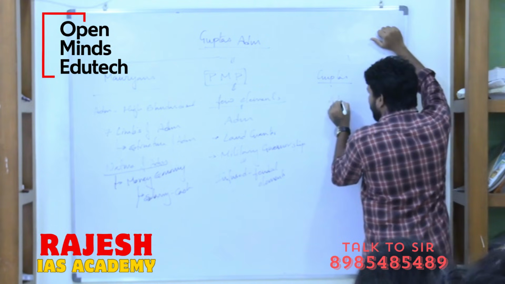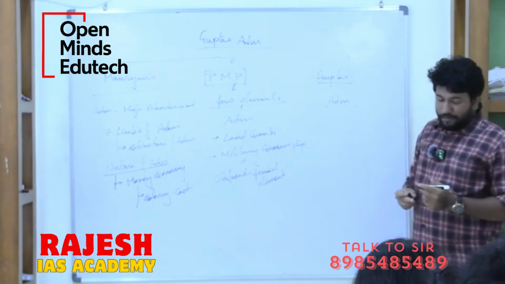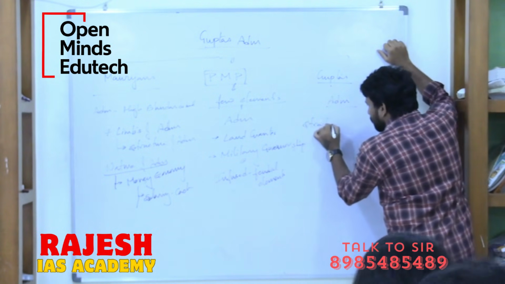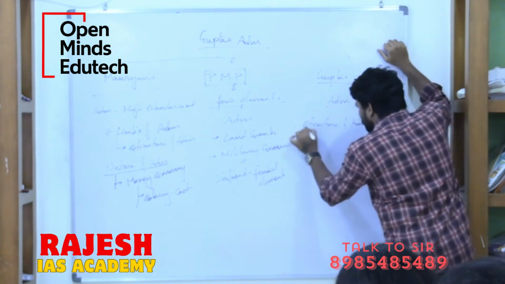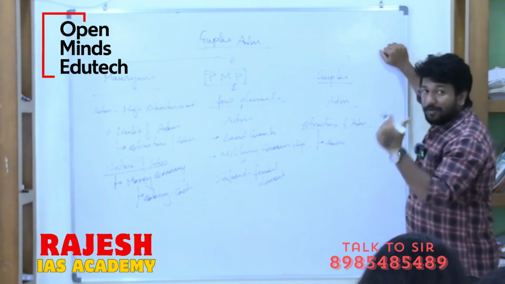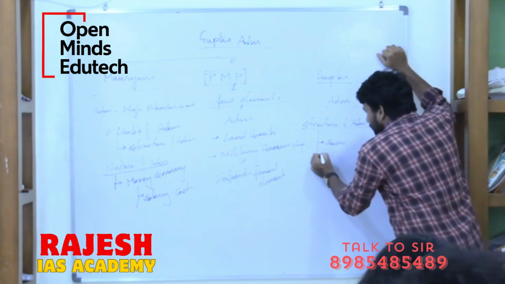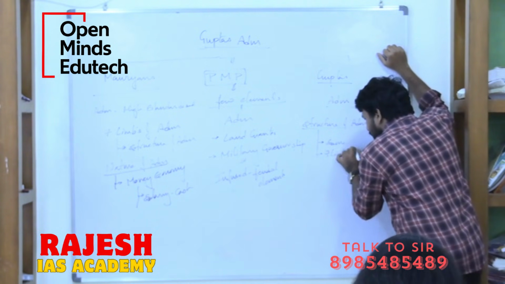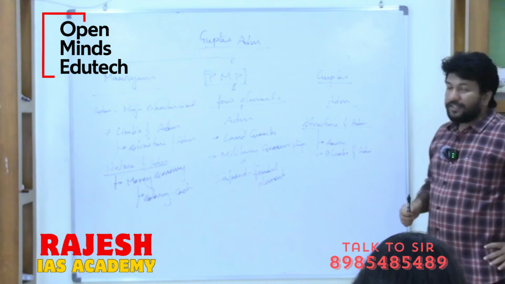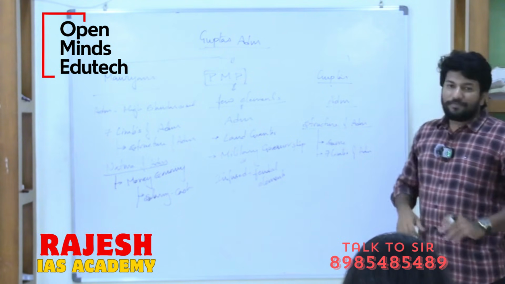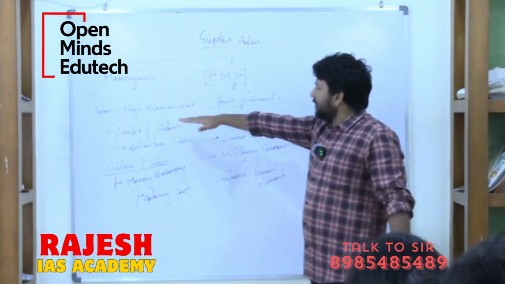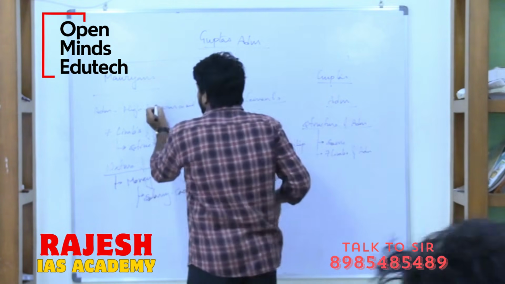Now understood. Administration of the Guptas. The structure of administration is the same as the Mauryans. That means they have seven limbs of administration, because the administration had already become standardized.